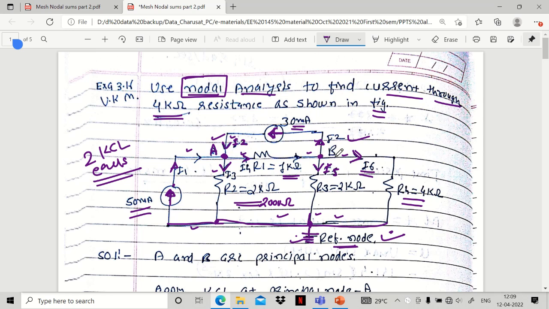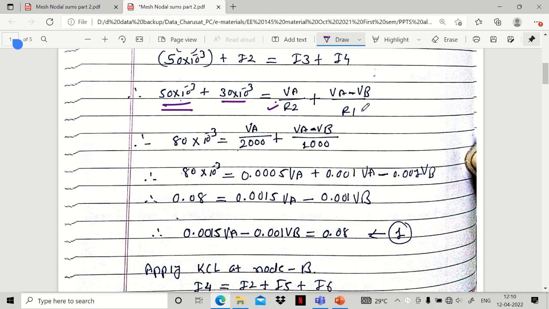I4 is flowing from A to B, so we assume that VA is more than VB. So VA minus VB upon R1. Okay, so simplify this, you obtain this.